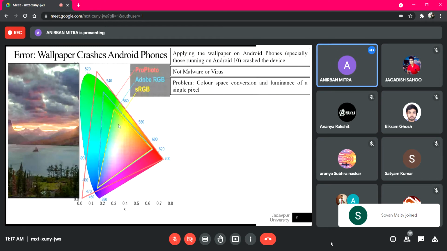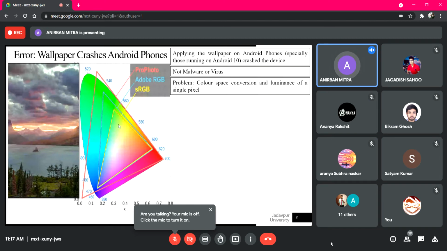And the Android phones are run on this sRGB color space. That means these are the colors that the Android phones understand. Now, this is done in order to maintain consistency with all other devices, because most of the electronic devices, including printers, scanners, and obviously the desktop backgrounds and desktop visual modules as well, run on sRGB. So to maintain consistency, Android phones also run on sRGB.